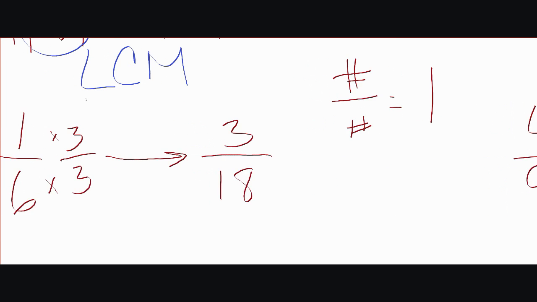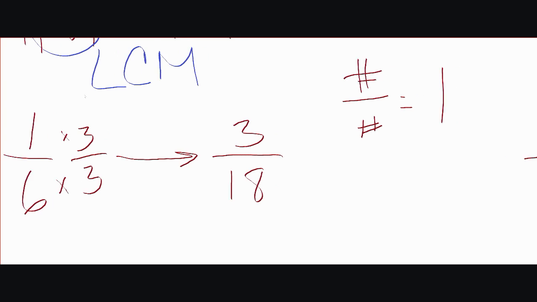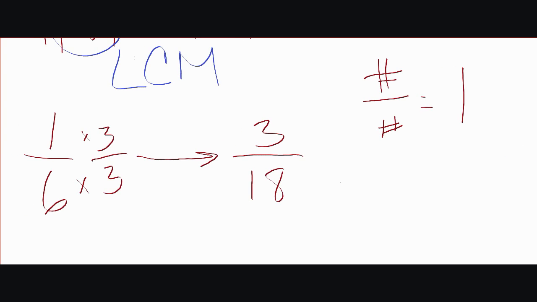And the way that we do that is by multiplying each fraction by a very specific form of 1. Multiply it by a number over itself, and we want that number to change the denominator to our least common denominator. It works the same way every single time.